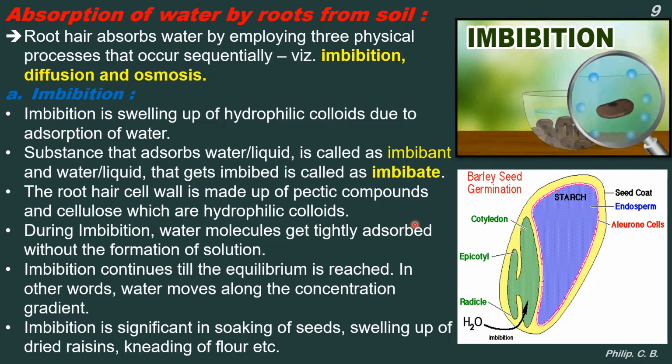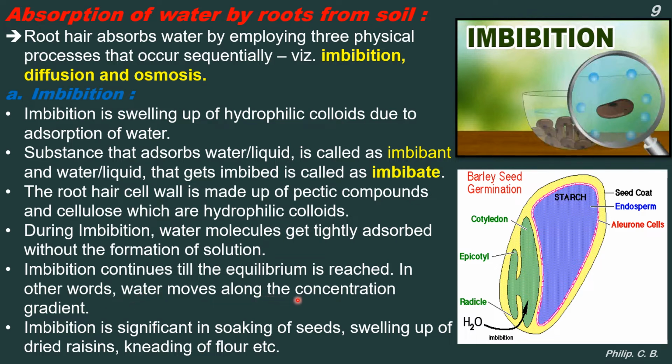As I gave you the example of doors and windows made up of wood swelling up, because of the cellulose component present in the wood, they absorb the water. That is why the doors and windows get jammed up during the rainy season, so closing and opening becomes difficult. Moving further, during imbibition, water molecules get tightly adsorbed without the formation of solution. So here there is no formation of solution, right?